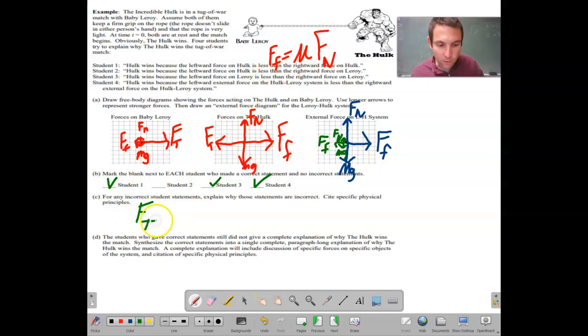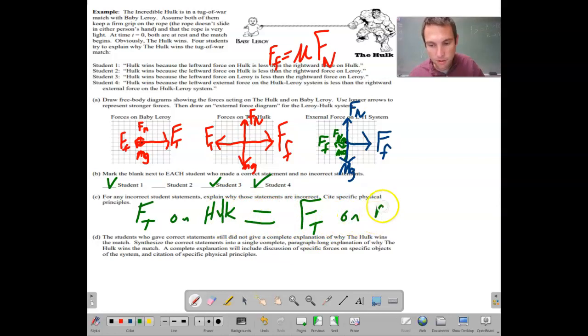The tension force on Hulk equals the tension force on baby. This is an action-reaction pair. So the rope, one tension, has to be equal all the way throughout it. If you'll notice on our free body diagrams, it goes all the way to the right. That's our tension. Then the second one goes all the way to the right. Tension is the same in the rope. The only thing that's different is the amount of friction.